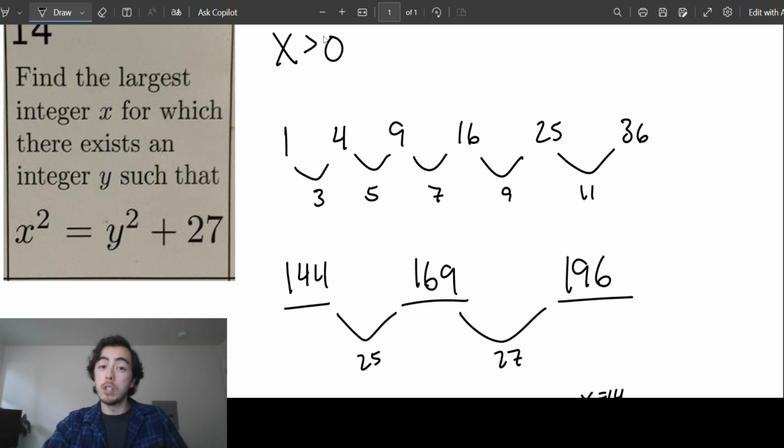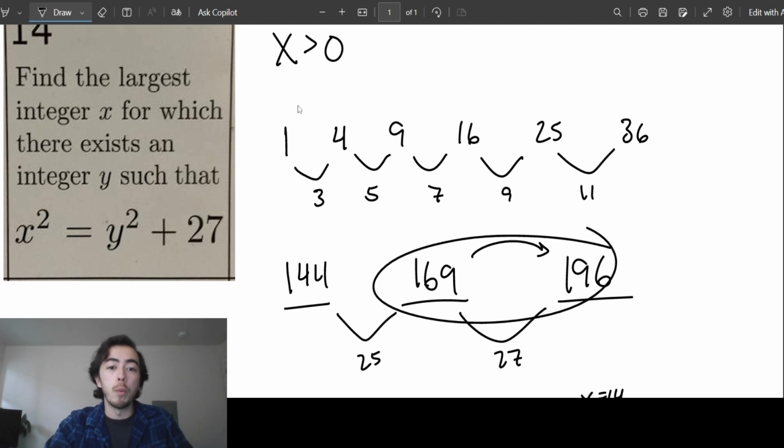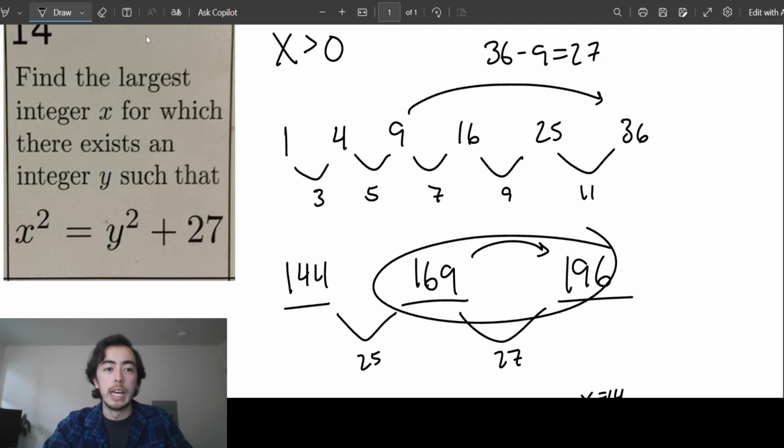We could do jumps of 1 square number to the next. That's this pair right here. We cannot do jumps of 2. And if we tried doing jumps of 3, we could get a gap of plus 27, and that's going to be right here. Right? Yeah, because 36 minus 9 is 27. So we do have another solution here where x is now 6 and y is now 3. But of course, 6 isn't the largest solution that we found.